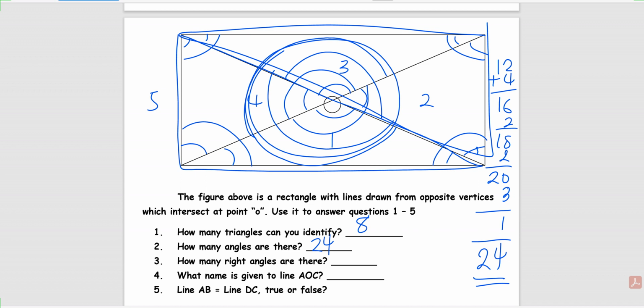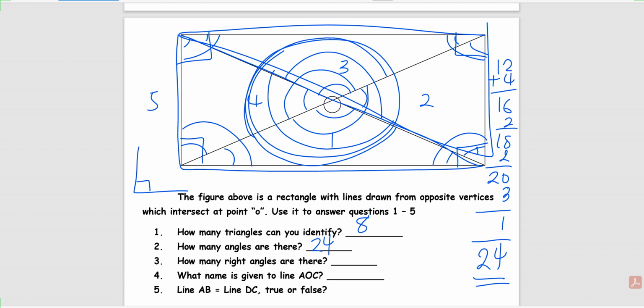Now, how many right angles are there? Right angles are angles that give you a perfect perpendicular shape. Take for example this, a perfect right angle. So if you look at it, it's just the angles at the edges. And we only have 4. This is 1, 2, 3, and 4. So we have 4 right angles there.